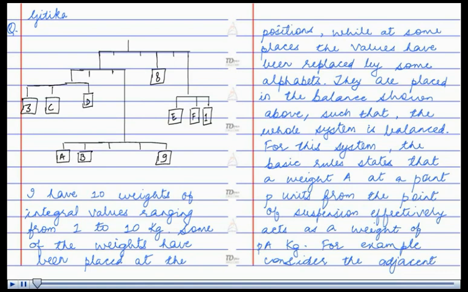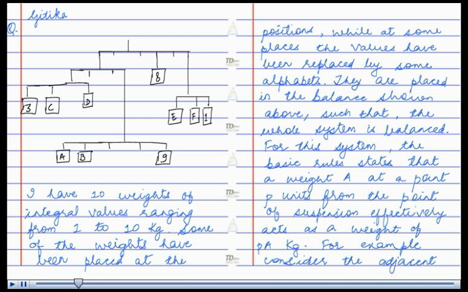Hello, I am Gitika. The question is, I have 10 weights of integral values ranging from 1 to 10 kg. Some of the weights have been placed at the positions, while at some places the values have been replaced by some alphabets. They are placed in the balance shown above, such that the whole system is balanced. For this system, the basic rule states that a weight A at a point P units from the point of suspension effectively acts as a weight of PA kg.